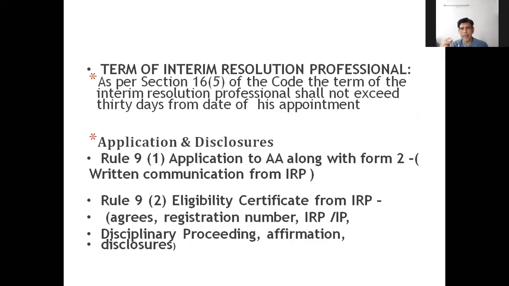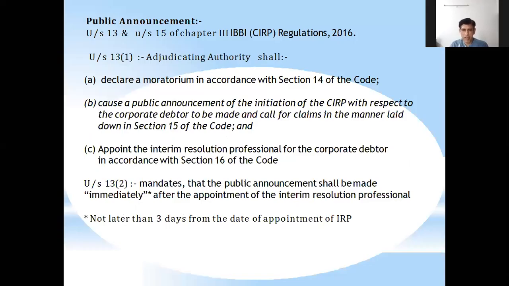Then the rules come into the picture. As per Rule 9(1), the application has to be accompanied by a written communication by the IRP, in Form 2, that he is willing to accept that particular assignment. And then Rule 9(2) speaks about the eligibility certificate, where he gives his registration number and declares that no disciplinary proceeding is pending. Okay, so that is the first part, that the appointment of the IRP has been done.